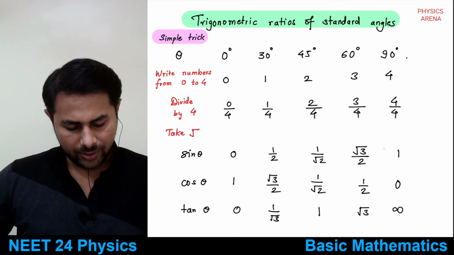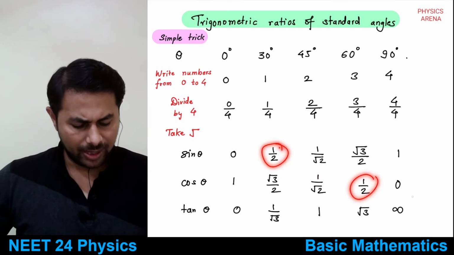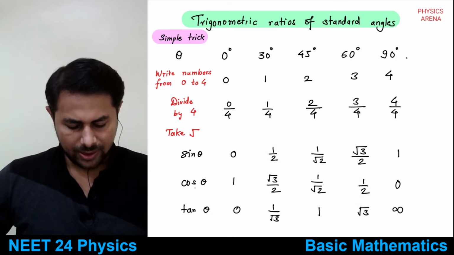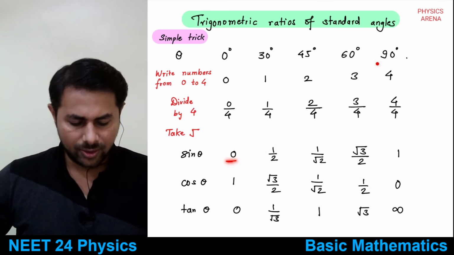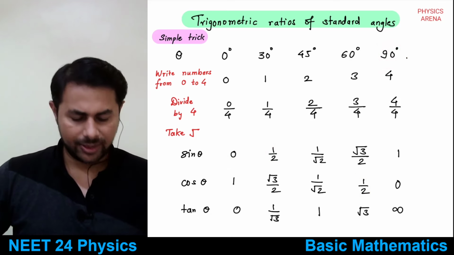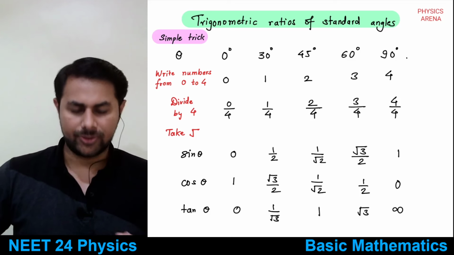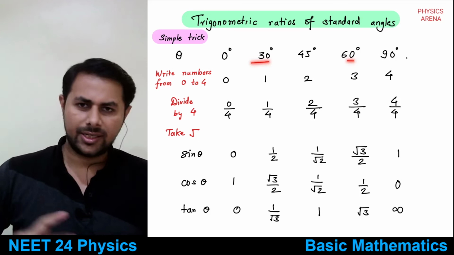Then you have sine of 30 degrees is half. So cos of 60 degrees will be equal to half, and like that. So sine 0 is 0, cos of 90 will be 0. So for 0 and 90 it is just opposite. For 30 and 60 it's opposite.